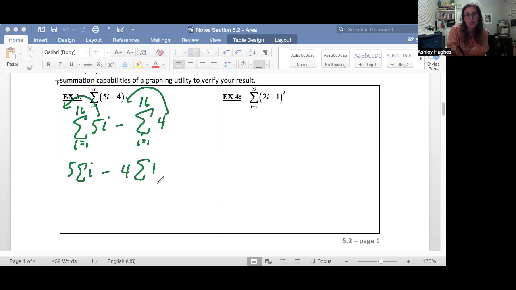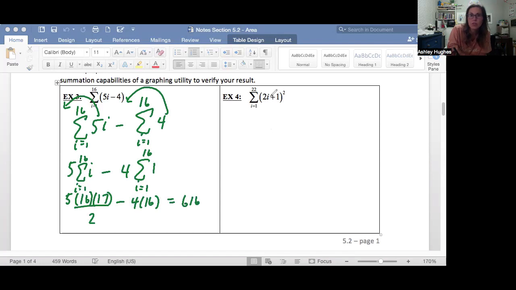So what do we do now? Well, how do I solve for i? And we're going from i equals 1 to 16. So remember, it's n times n plus 1 over 2. So 16 times 16 plus 1 would be 17 over 2. Minus, we're going from i equals 1 to 16. That would just be 16. So we have 4 times 16, because that's where it's just Cn. And so if I do this, I get 616.